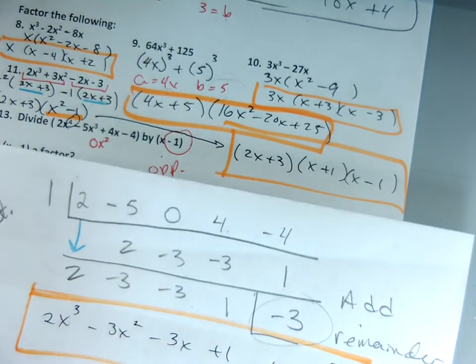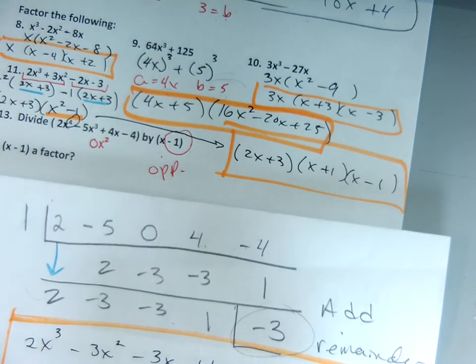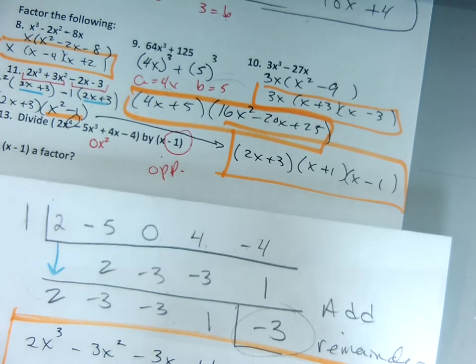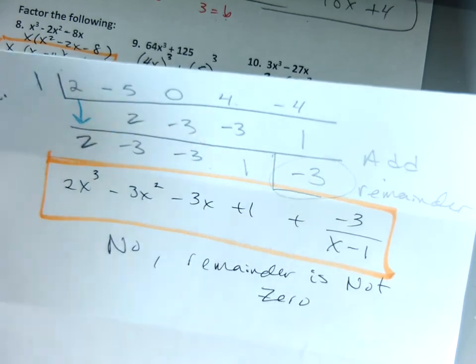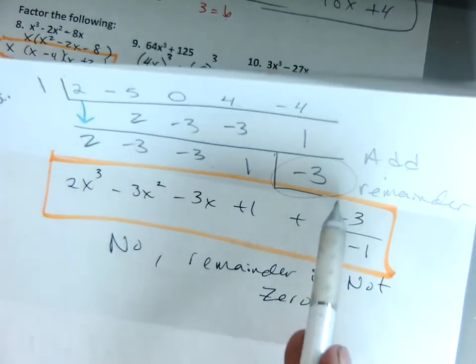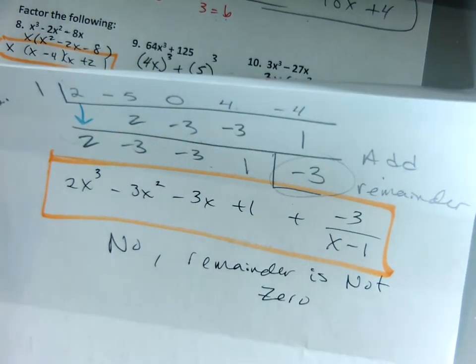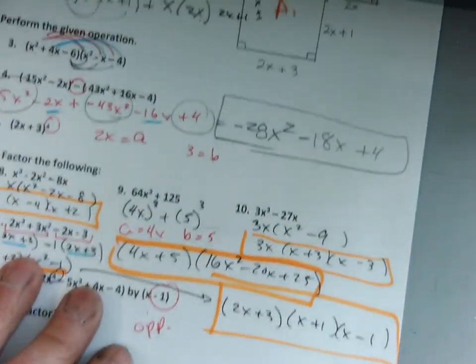Is it a factor? No, because the remainder is not 0. There's my reason, okay? Is it a factor? No, the remainder is negative 3. It's not 0, so it's not a factor, okay? All right, so that's pretty much it.